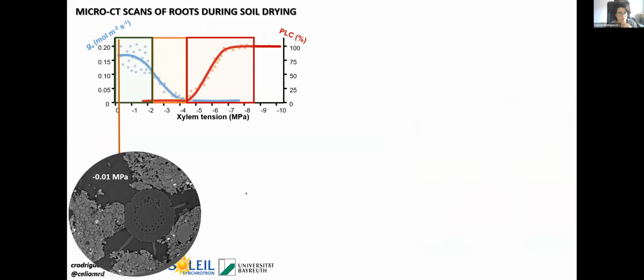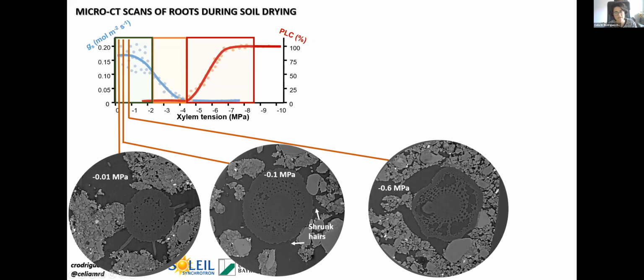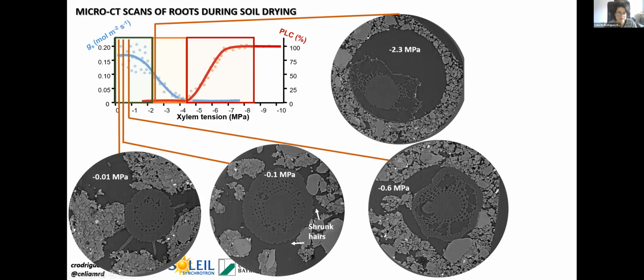We can see how at high water potential, the root was perfectly in contact with the soil and the root hairs were fully turgid. As soon as the soil dehydrated, the root hairs started to shrink, and then the root started to shrink and to form these cortical lacunae. And finally, if the drought continues, all these events increase.